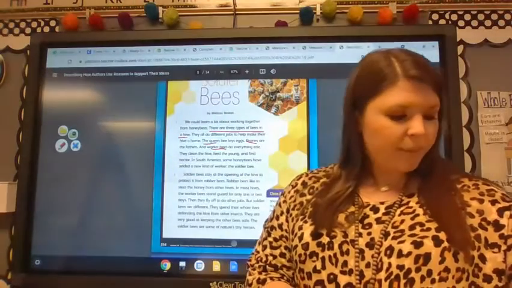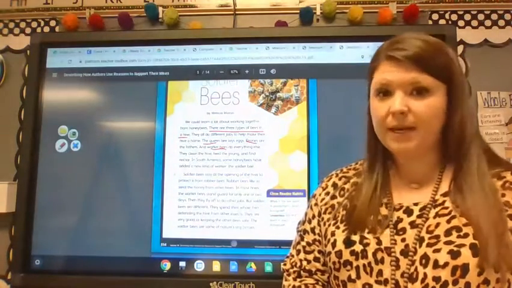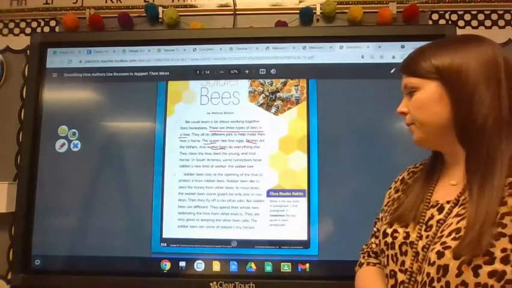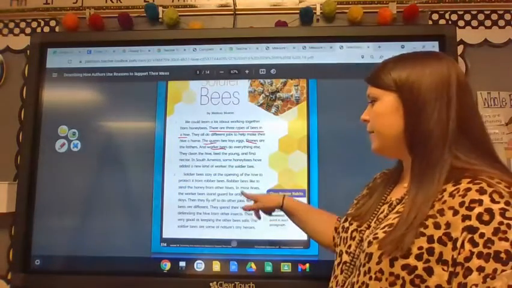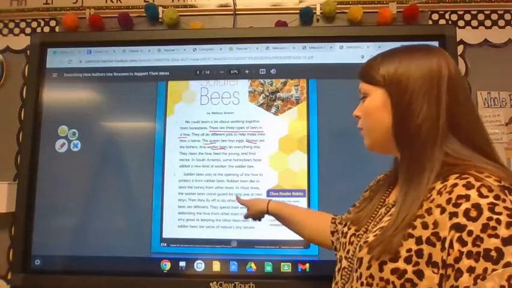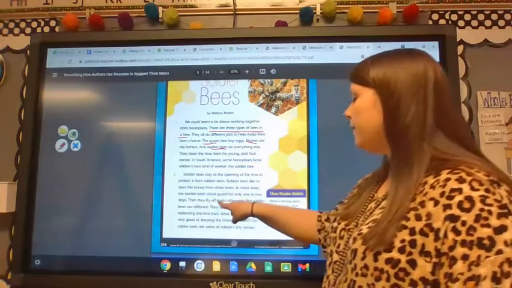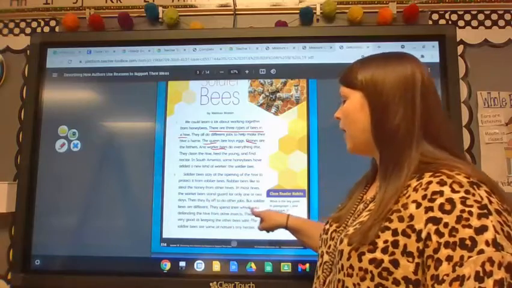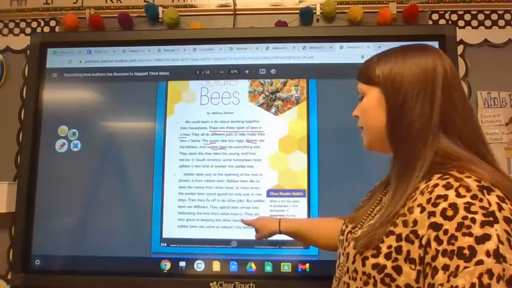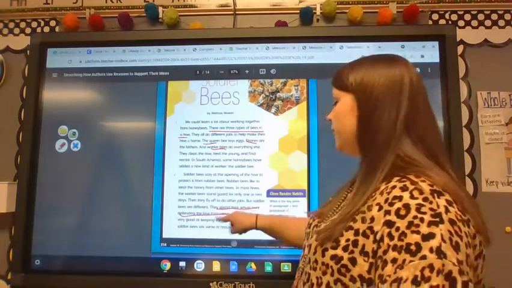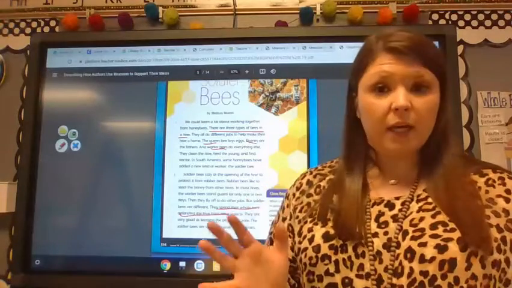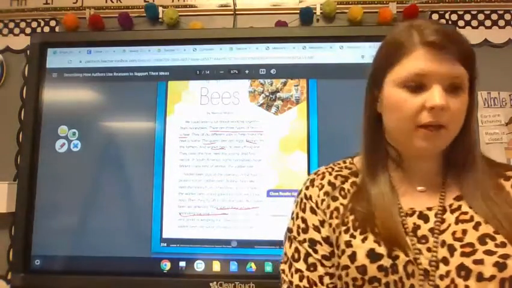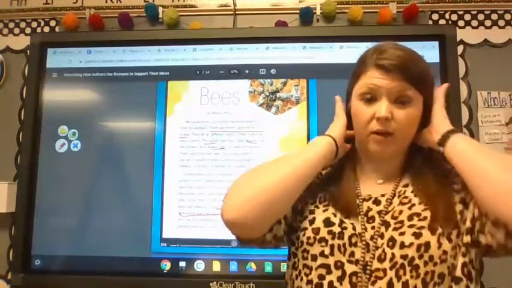How are soldier bees different from worker bees? Well, it tells us here, in most hives, the worker bees stay guard for only 1 or 2 days. Then they fly off to do other jobs. But soldier bees are different. They spend their whole lives defending the hives from other insects. So the soldier bee is different. All they do is defend or guard that hive. They don't do anything else. That's their main job. So they are very important, aren't they?